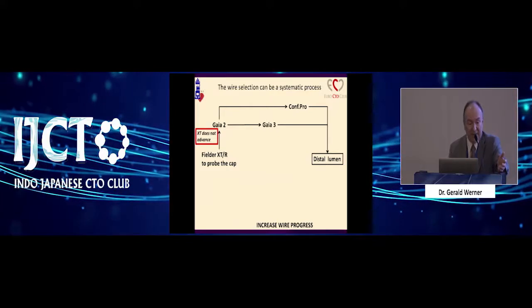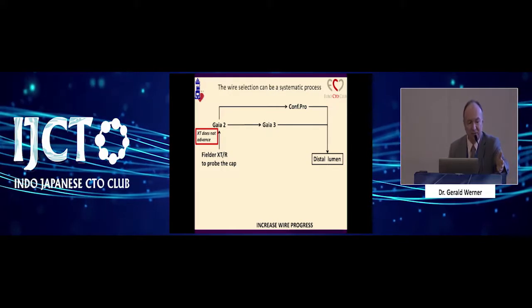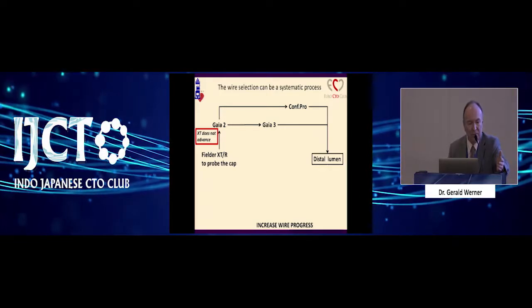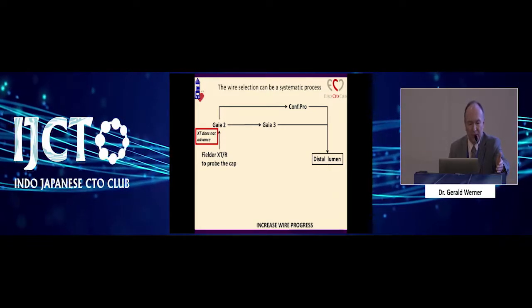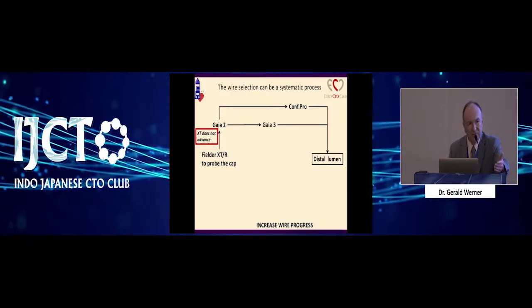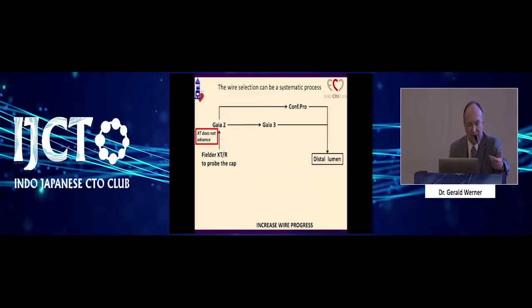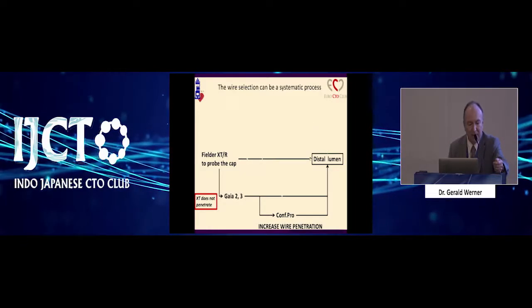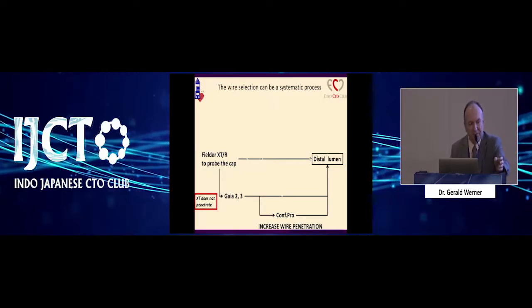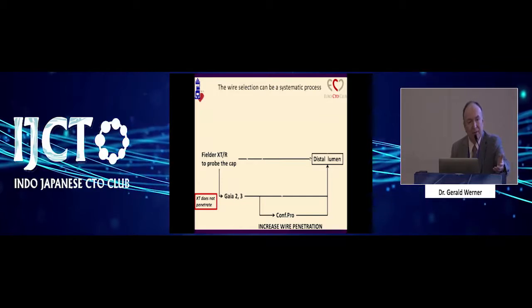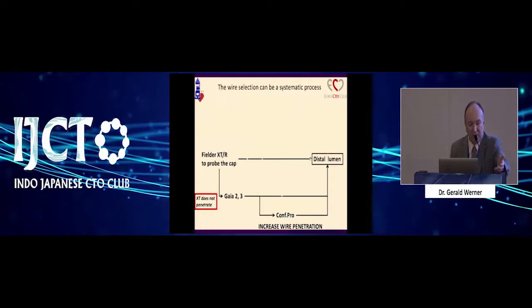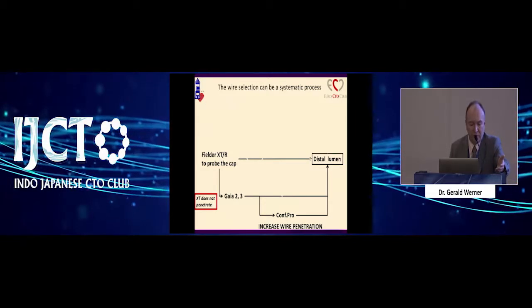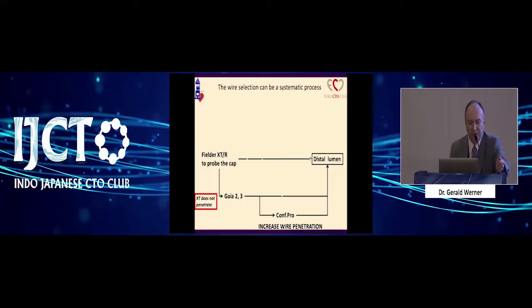Now, if the XT advances into the cap, but then stops, I will use a Gaia 2 or Gaia 3, or if it stops even the Gaia, then I will switch to the Confianza Pro. But if I don't even penetrate, still I will use the Gaia 2 and 3 as penetration, or if it doesn't work, a Confianza Pro.